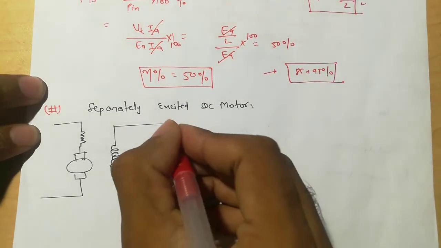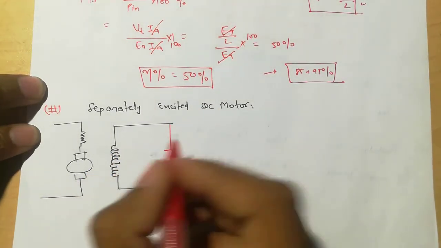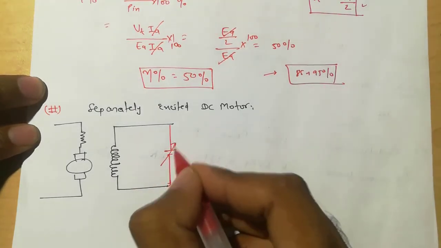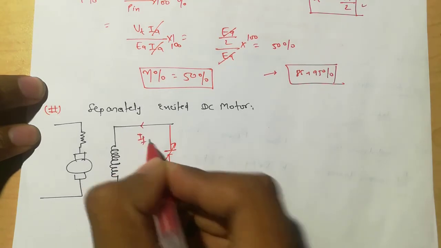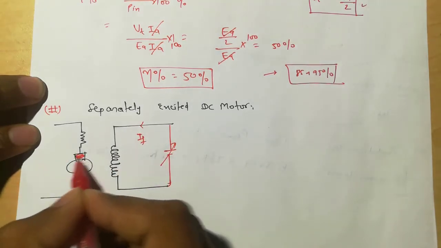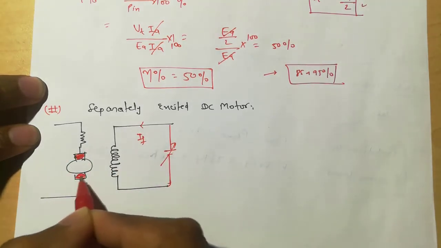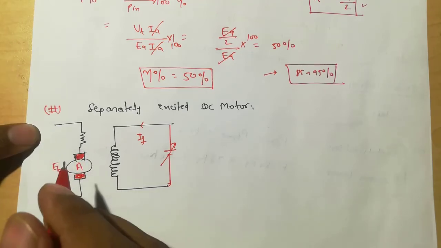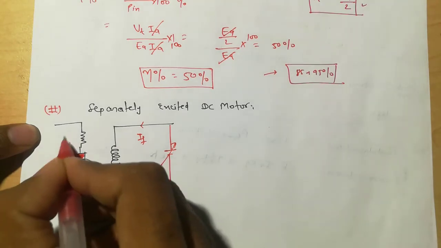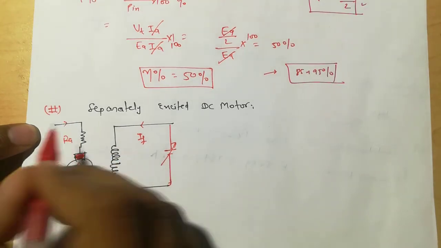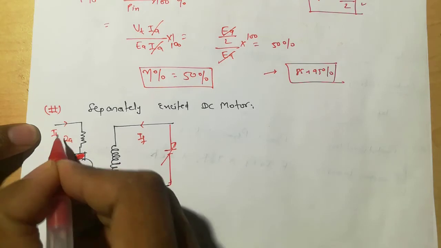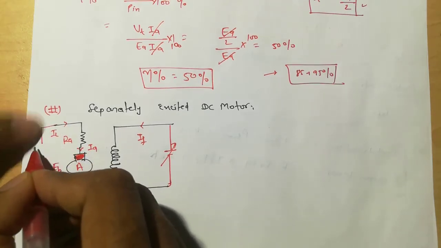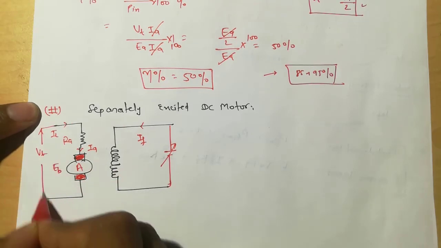Now the separately excited winding is excited by a voltage source or a current source, and the current flowing is IF, the field current. Here this is the brushes location of this machine. This is our armature, and the generated EMF here is the back EMF, EB. This is our armature resistance RA, and here the load current is inserted, which is converted into the armature current. Here the terminal voltage is VT.